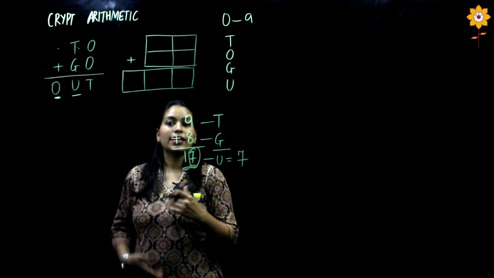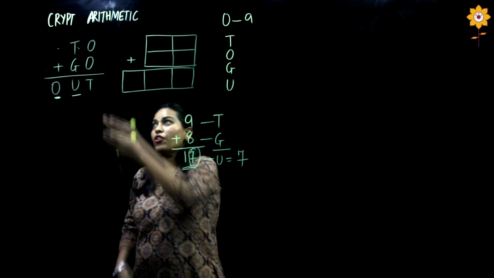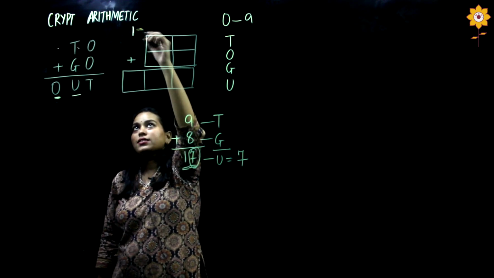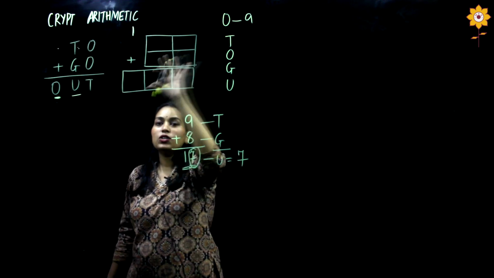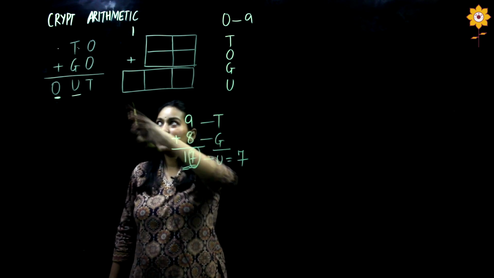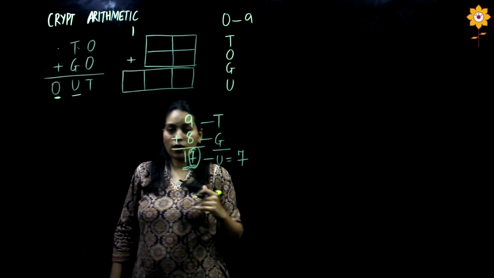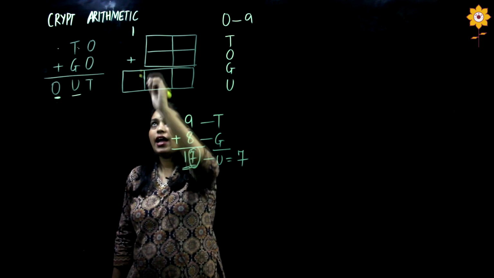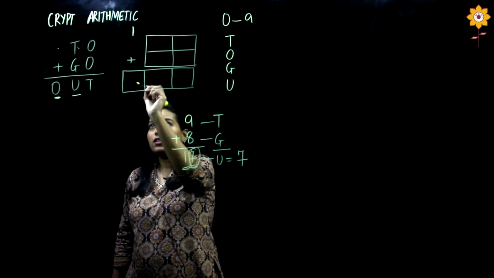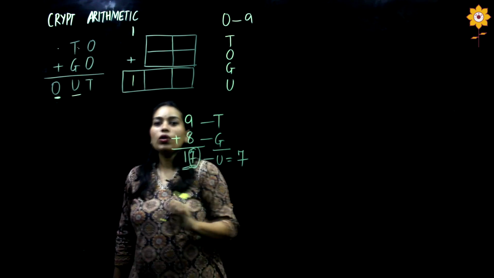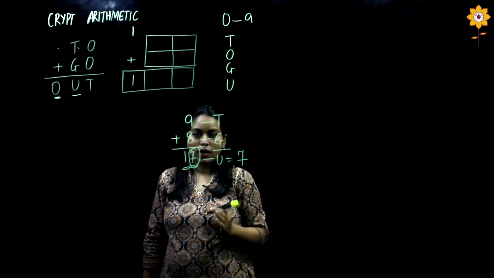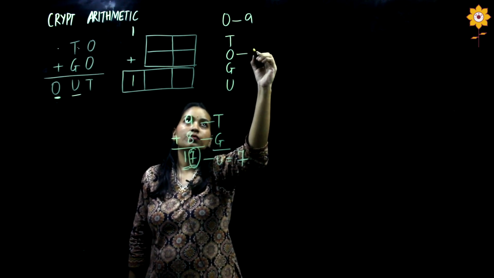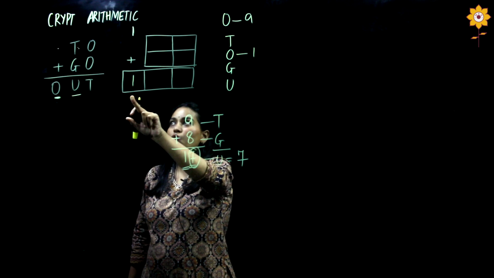So definitely a carry is being generated when you are adding T and G, which is coming over here. I have drawn this box over here. We will just fill in the numeric values that are assigned to these respective alphabets. This is the carry that is generated here, and if this is the carry, the value of O that we have is 1. So let's assign 1 to O. O is equal to 1.